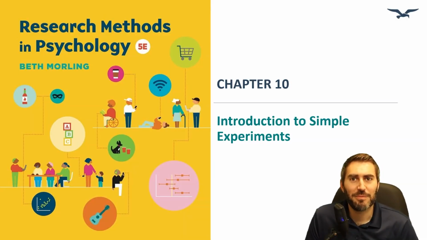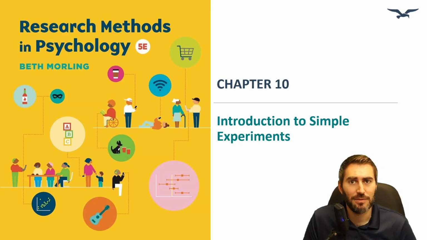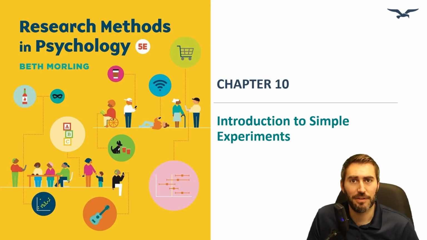All right, welcome to chapter 10. Today we're going to talk about some simple experiments. In this chapter, we're going to get into what actually makes a study a true experiment, look at some real world examples, and discuss how we lay out these designs. We'll also spend some time on how experiments give us the foundation to make actual causal claims and how we check those claims using our validities.